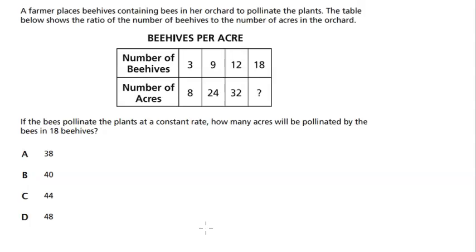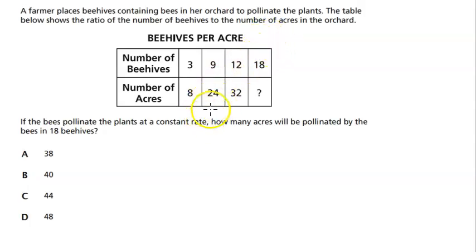So today we're going to be helping a farmer who wants their plants pollinated, right? So a backstory, quick one: pollination is what brings about the production of fruit in plants. So the table below shows the ratio of the number of beehives to the number of acres in the orchard, right? So bees are responsible for pollination. That's why they are farmers' friends.